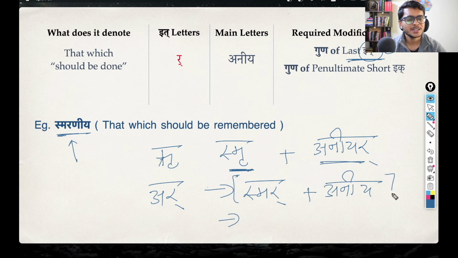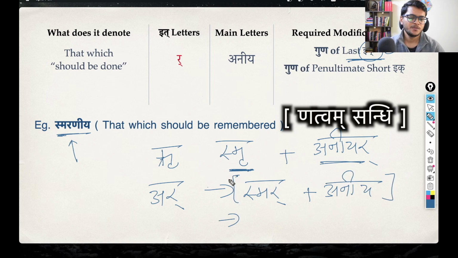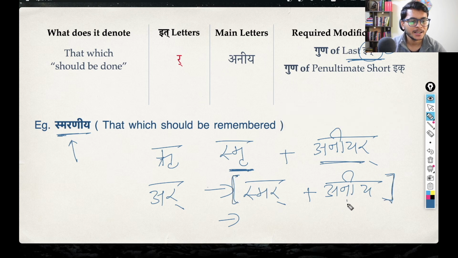Now see, there is another sandhi that is going to happen here. The sandhi is natva sandhi, where we simply combine them together. But in smaraniya, this na changes into this na in some cases. That is guided by natva sandhi. So instead of smaraniya with the dental na, we get smaraniya with the retroflex na, that which should be remembered.